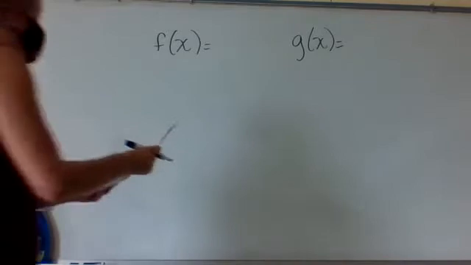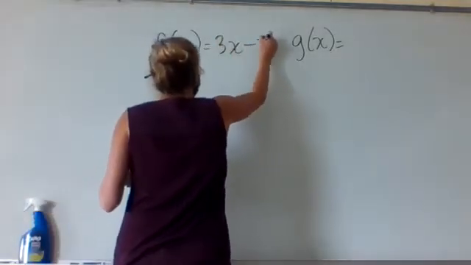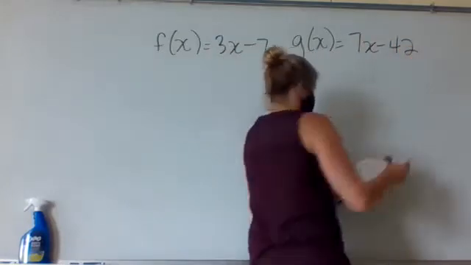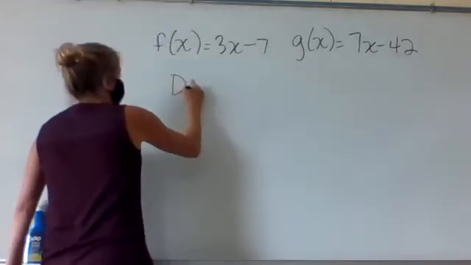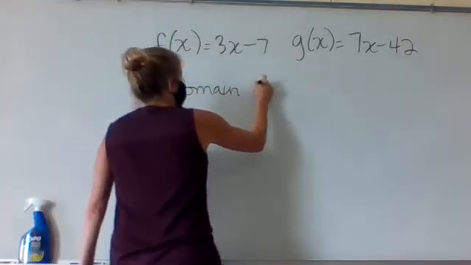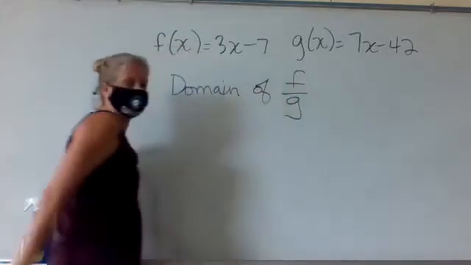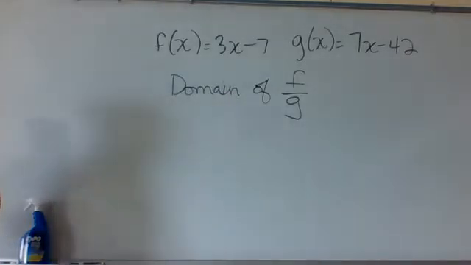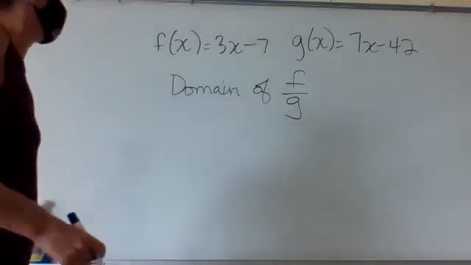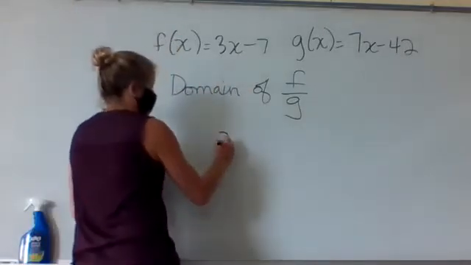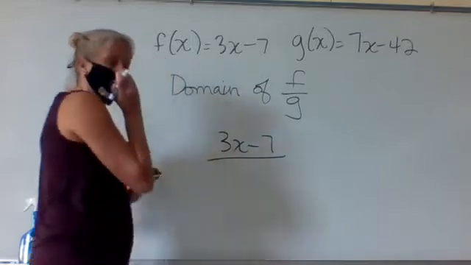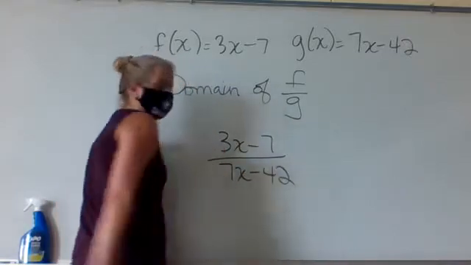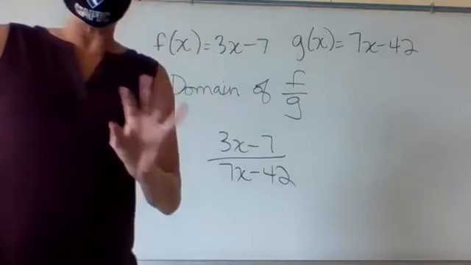F of x is 3x minus 7. G of x is 7x minus 42. And it wants me to find the domain of f over g. So we're just going to write our f function over our g function and see what that looks like. F is 3x minus 7 over g, which is 7x minus 42. So there's what f over g looks like.